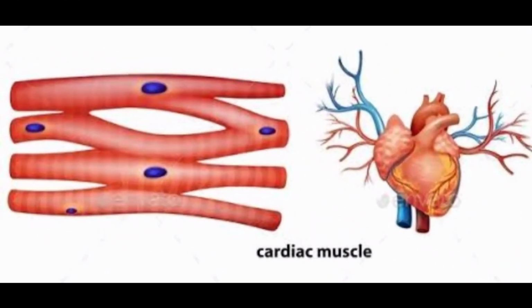Cardiac muscles. The muscles of the heart show rhythmic contraction and relaxation throughout life. These involuntary muscles are called cardiac muscles. Heart muscle cells are cylindrical, branched, and uninucleate.